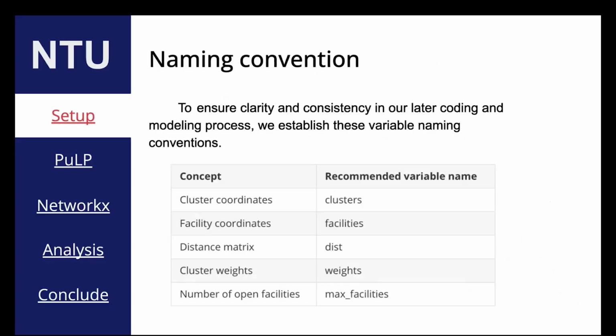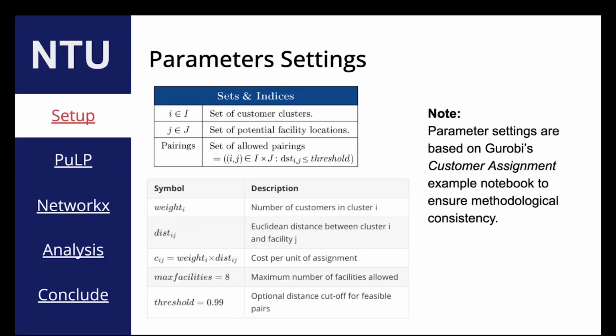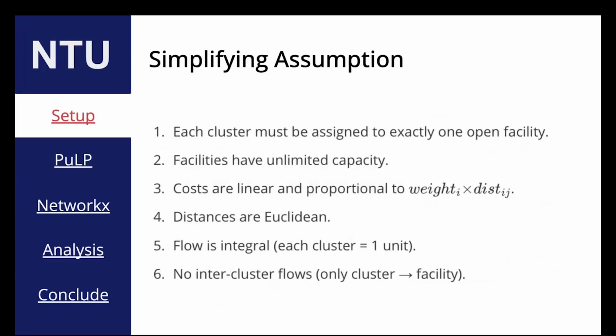To make our model clear and consistent, we define standard names for variables and parameters. These parameter settings follow Grobe's customer assignment notebook. We also make several simplifying assumptions to focus on the core logic. Each cluster must be assigned to one open facility. Facilities have unlimited capacity. Costs are linear and proportional to weight times distance. Distances are Euclidean, and offloads are integral, meaning each cluster sends one unit of flow to its assigned facility. Finally, there are no flows between clusters, only from cluster to facility.